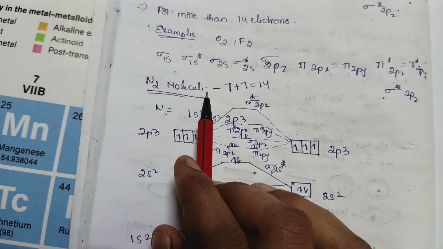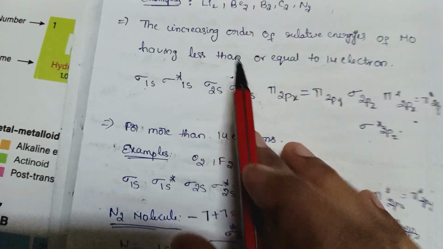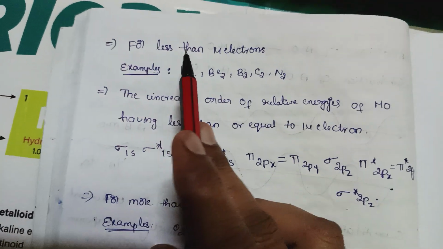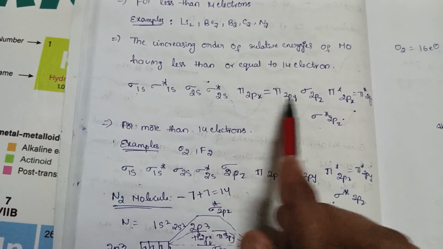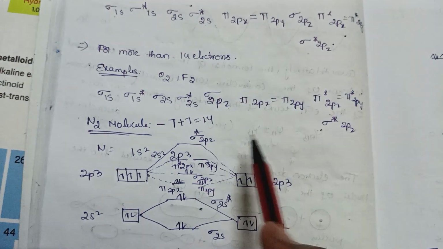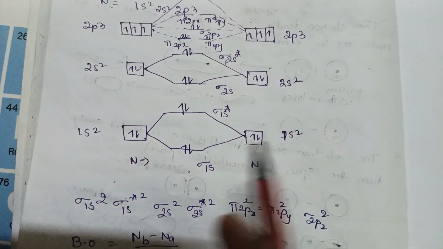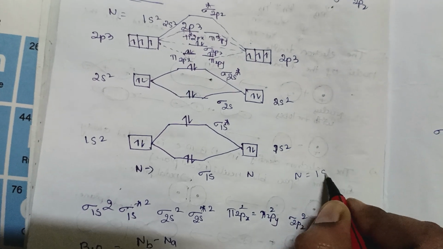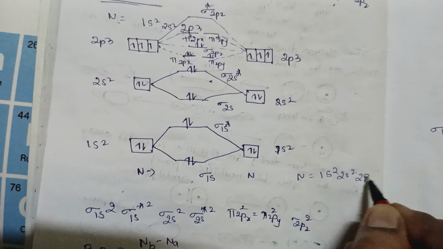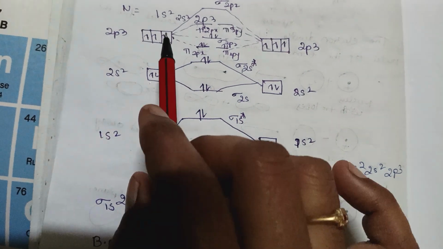If we take the N2 molecule, here 7 plus 7 equals 14. For less than or equal to 14 electrons, we have to use this increasing order of energies, because 14 electrons are present in the N2 molecule. The configuration of nitrogen is 1s2, 2s2, 2p3. First we have to draw the atomic orbitals 1s2, 2s2, 2p3.